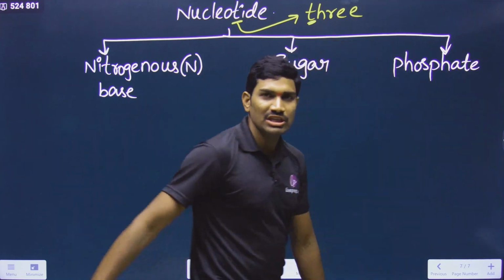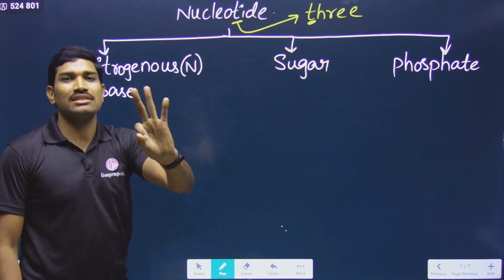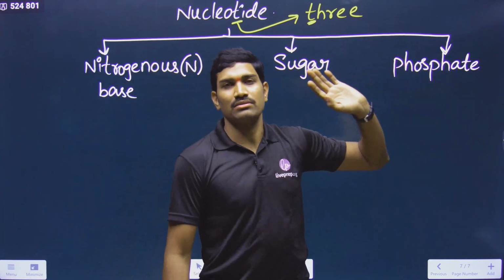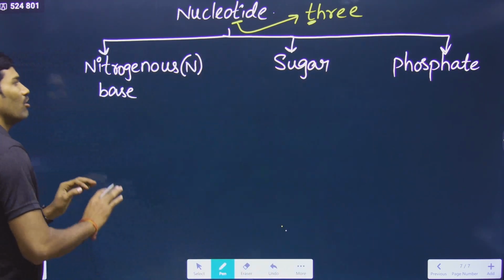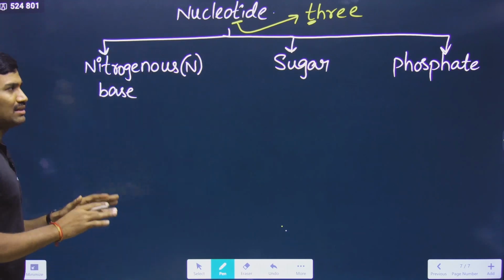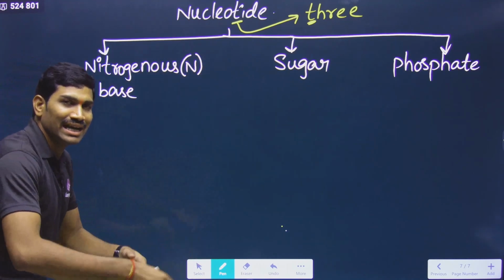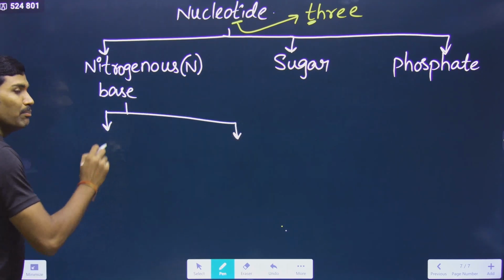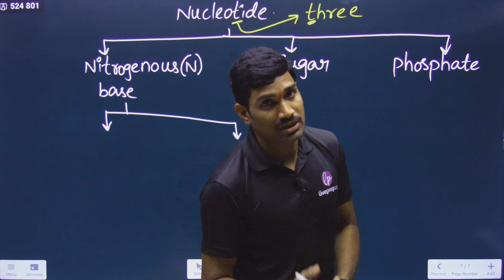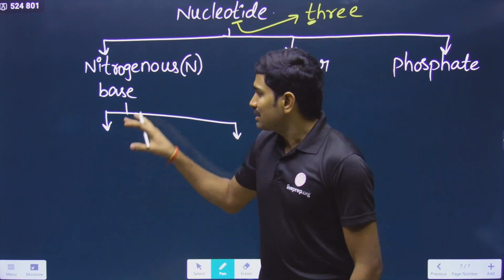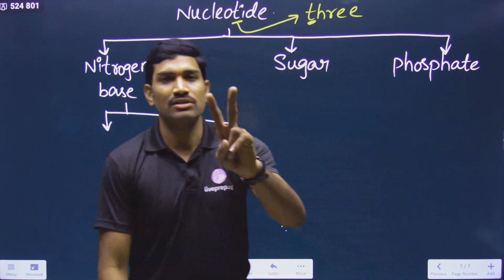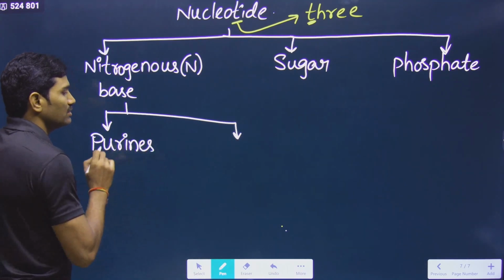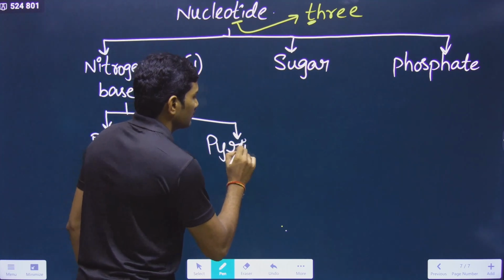In this way, nucleotide has three components. What are the three components? Nitrogenous base, sugar, and then phosphate. These are the three things. Now, overall, if you see the DNA and RNA, please remember this information we are writing for both DNA and RNA combinedly. So, how many types of nitrogenous bases are we observing? Based on the basic structure of these nitrogenous bases, two types we are writing here. One is purines, and the other one is pyrimidines.